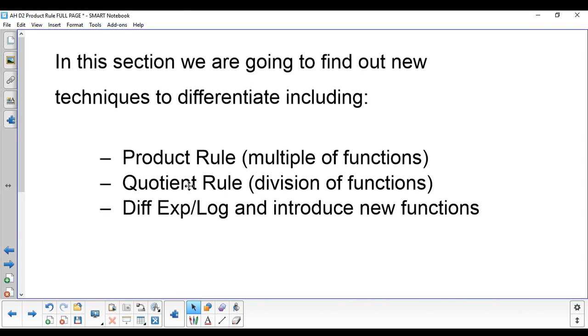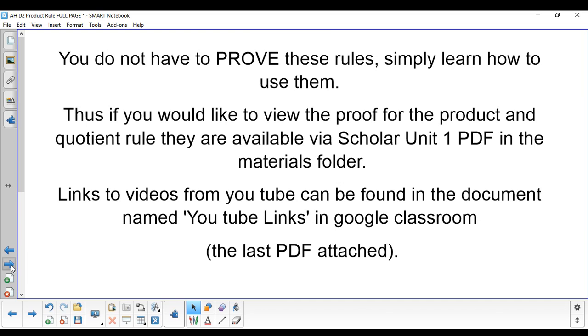Quotient is you get a quotient and a remainder when you divide. Quotient rule means when you have functions that are dividing. And then we're going to look at your exponential and log functions and introduce you to some new functions as well. You don't have to prove these rules, you simply have to learn how to use them.